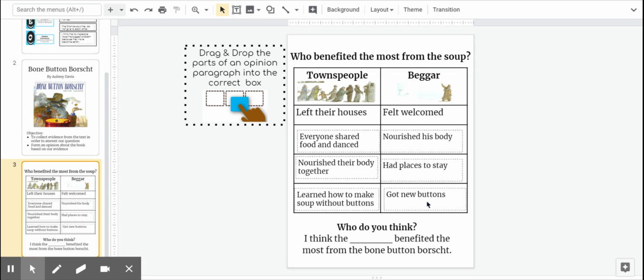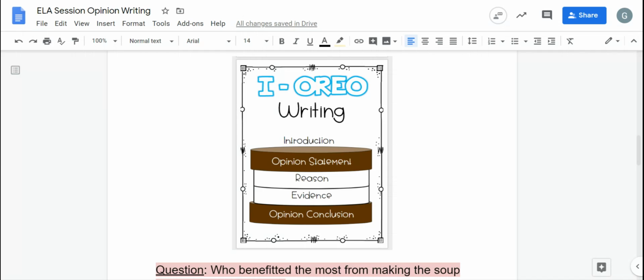So who do you think benefited most from this story? Who do you think benefited or changed their life more from making the soup and eating the soup together? Now we get to start our opinion paragraph. We will make sure we get all the parts of an opinion paragraph in our writing.